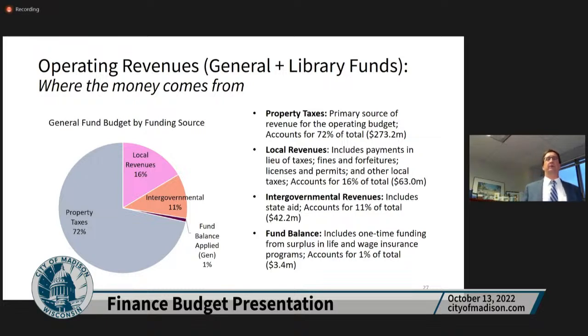Finally, the small share of the budget, about 1%, is from what we call fund balance, and that really reflects a surplus in the life and wage insurance programs, about $3.4 million, that will be used to pay for that one-time $1,000 payment to all permanent employees.